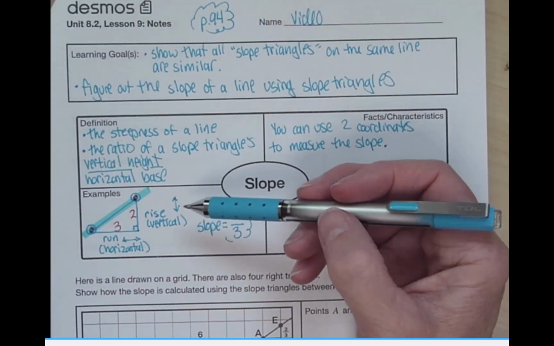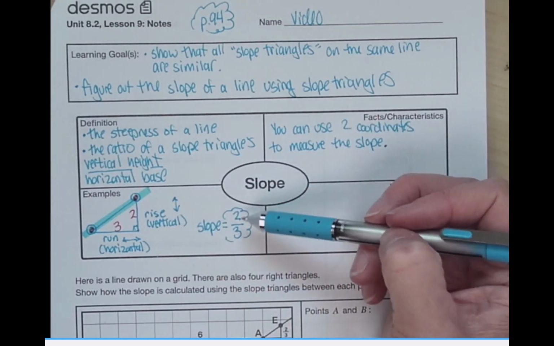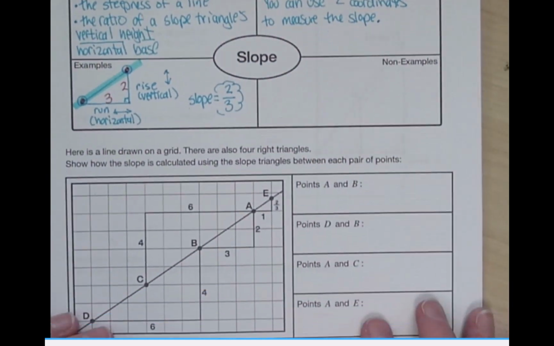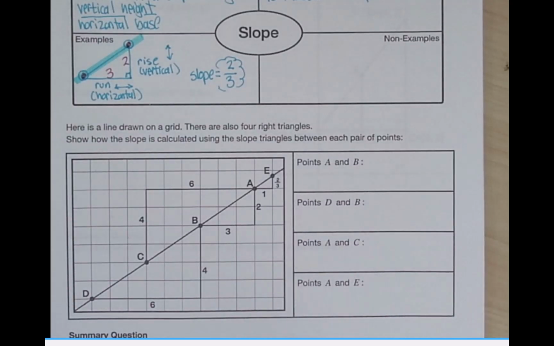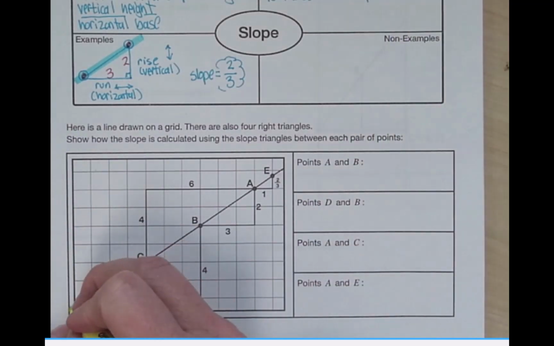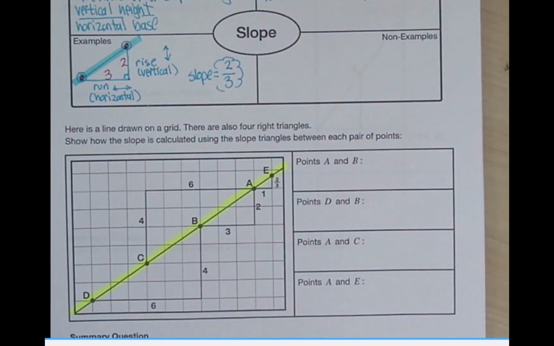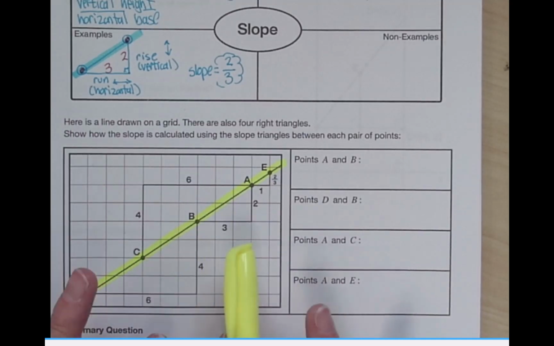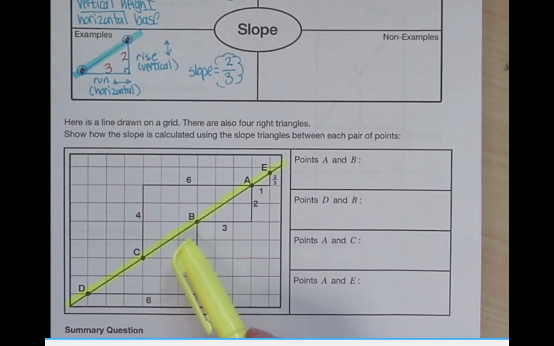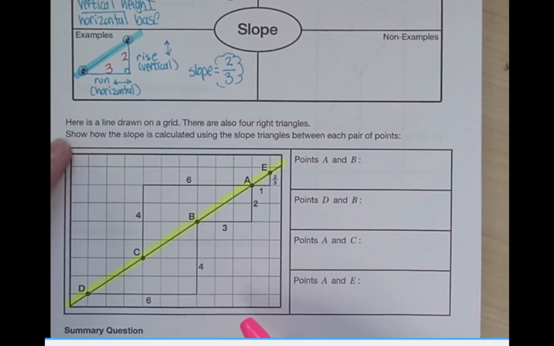All right, so let's get used to this idea of rise over run and what we mean by slope triangles. So we're going to be looking at this line right here. I think I'm going to make it yellow. I want to find the slope of this line. And there's lots of little slope triangles connected to it. The slanty part of all these triangles is going to be on the line. We're going to show how the slope is calculated using the slope triangles between each pair of points.